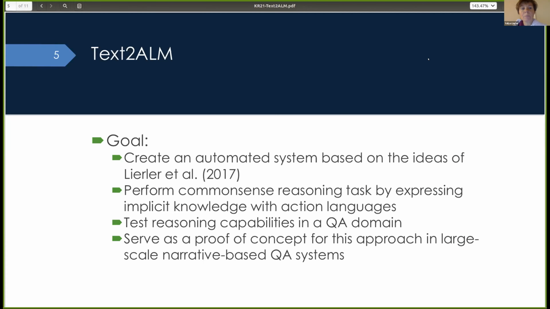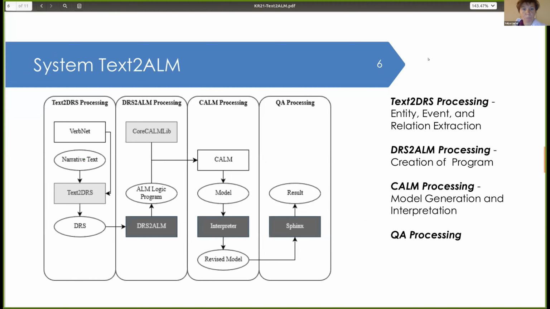So Text2Alm is a system that basically automates the methodology that has been proposed earlier. It performs common sense reasoning tasks by expressing implicit knowledge with action languages. It tests reasoning capabilities in the specific question answering domain that I'll mention at the very end of the talk, and as such serves as a proof of concept for this approach in large scale narrative-based QA systems.